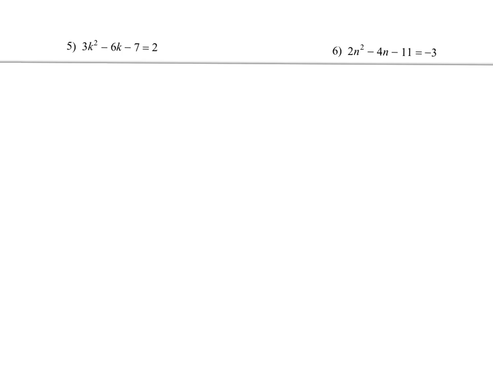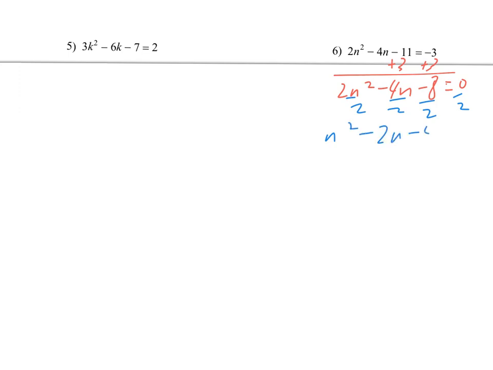All right, next up here, number 6. So on this one, I'm going to add the 3 over to see if I can factor. So I get 2n squared minus 4n, and that would be minus 8 equals 0. I actually see that these can all divide by 2, so I actually want to do that first. So then I get n squared minus 2n minus 4 equals 0. So now I can try to factor, multiplying to negative 4 and adding to negative 2. However, no numbers work.